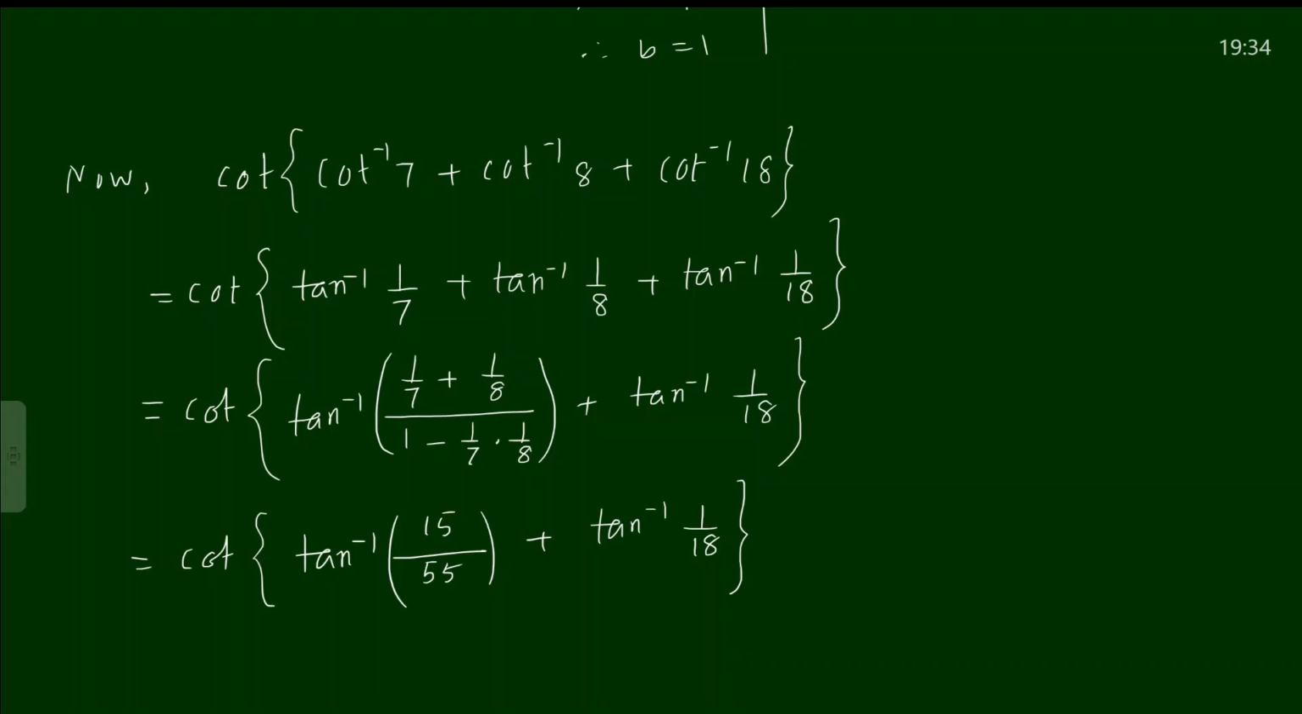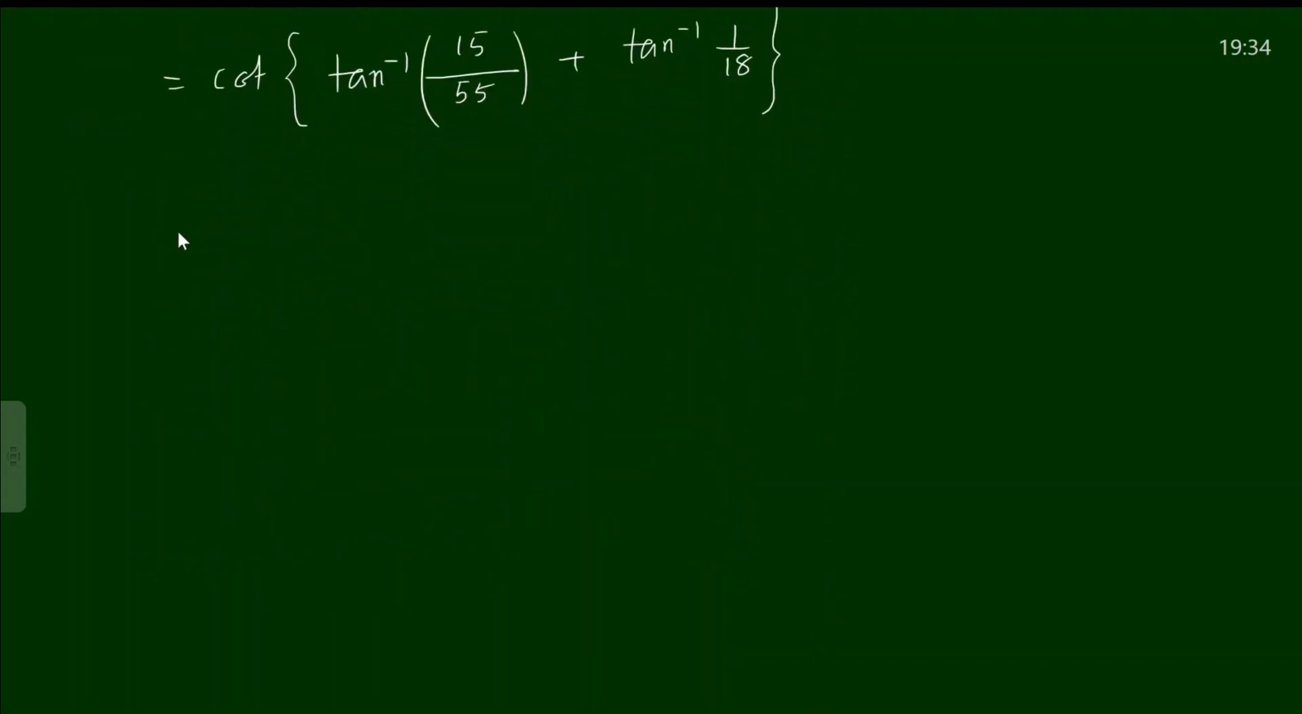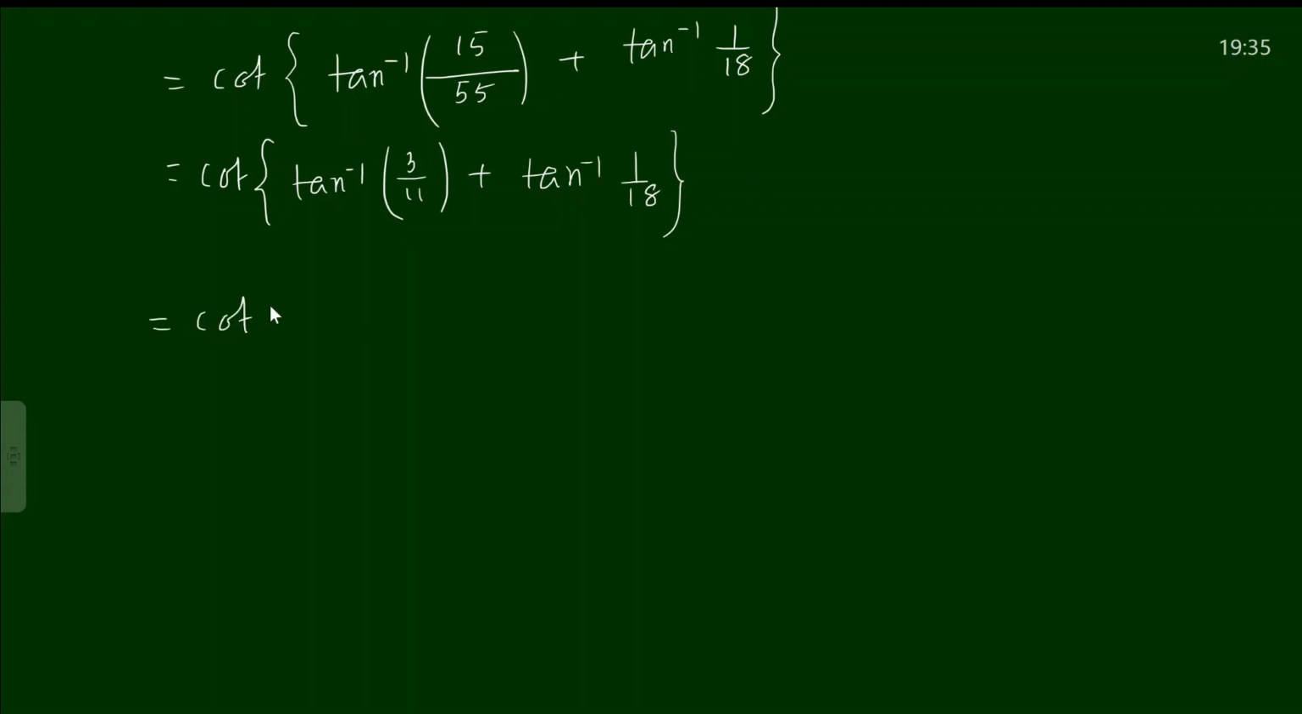Now you see we can divide the numerator and denominator. It is equal to cot of tan inverse of, divide by 5 here, so it is 3 over 11, then plus tan inverse of 1 by 18. So now again combine those two. So cot of tan inverse of 3 by 11 plus 1 by 18 divided by 1 minus 3 by 11 into 1 by 18. Very simple.